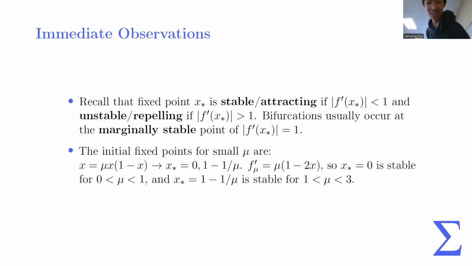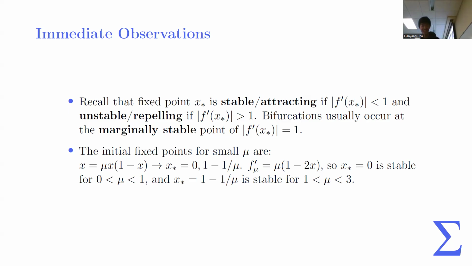So bifurcations usually occur at the marginal stable point, where the absolute value of the derivative is equal to 1. We'll talk about bifurcation in another section, but for now we don't need to worry about this because for mu in the range 0 to 3, there's no bifurcation. But we'll see what that means. So the initial fixed points for small mu are given by solutions to the equation x equals mu x times 1 minus x, which is just this equation right here.